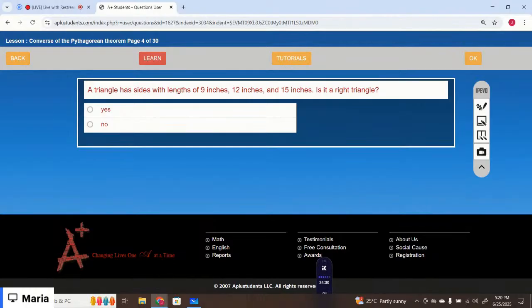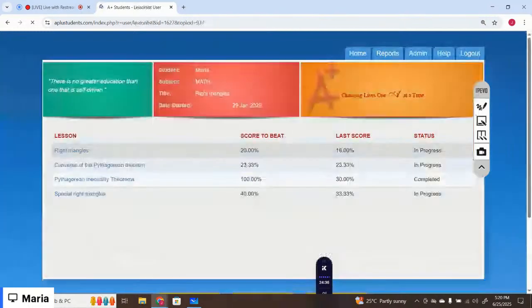The correct option is yes. It is a right triangle. Okay, you can complete the lesson by yourself. Let me just remind you, the next lesson is the Pythagorean inequality theorem.